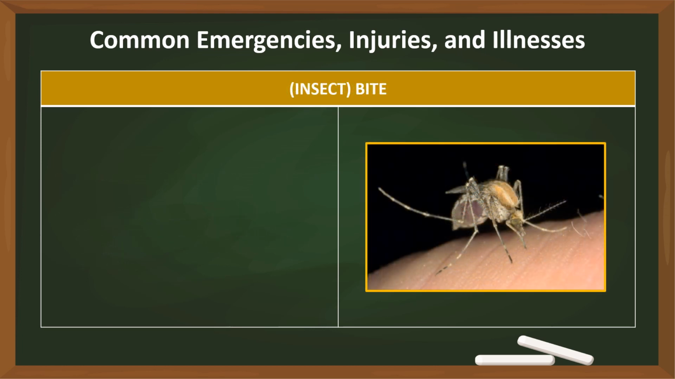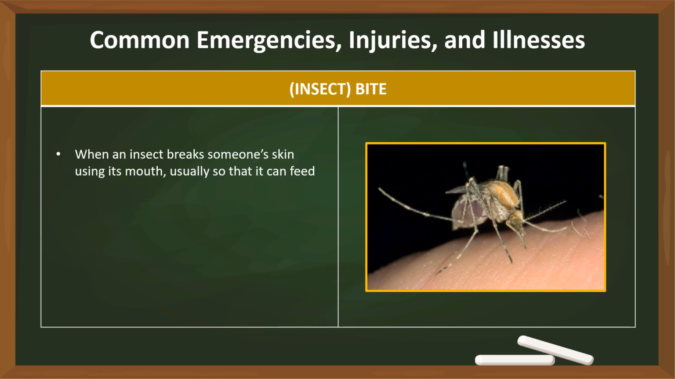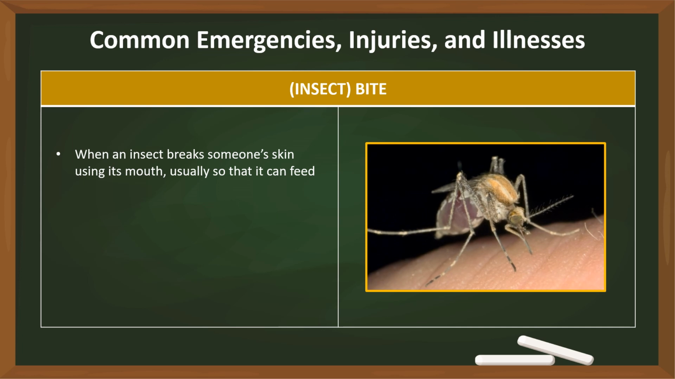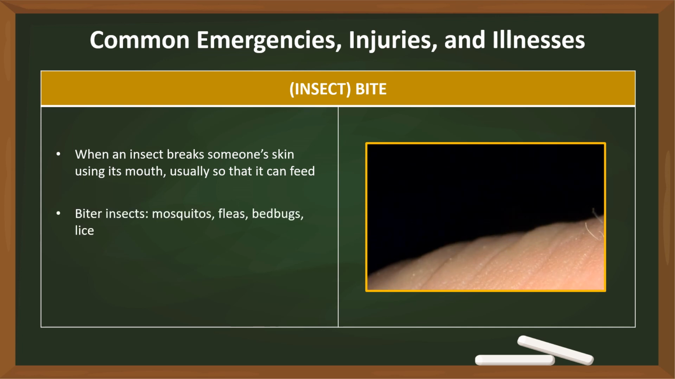On the other hand, an insect bite occurs when an insect breaks someone's skin using its mouth, usually so that it can feed. Examples of insects that bite are mosquitoes, fleas, bedbugs, and lice. Insect bites can make the affected area red, swollen, painful, itchy, and/or hot.